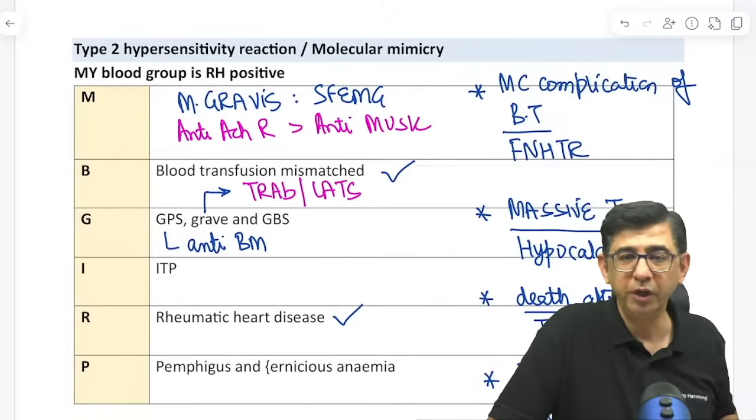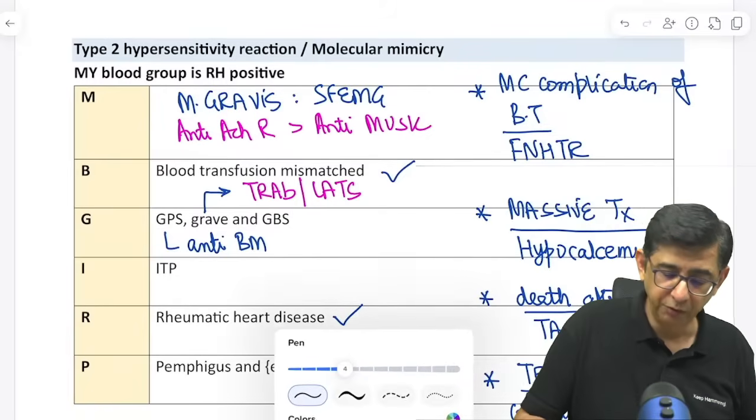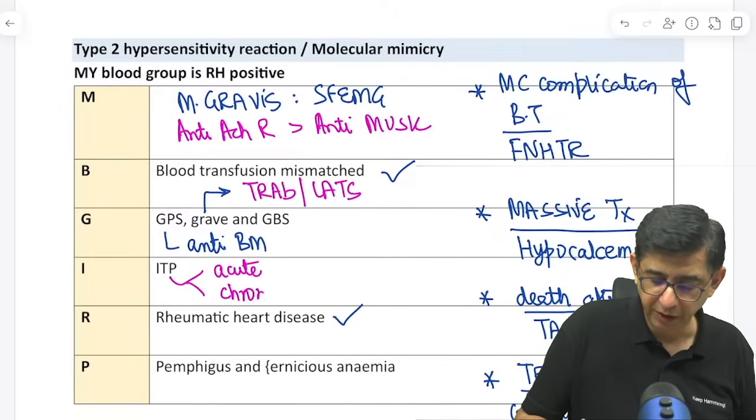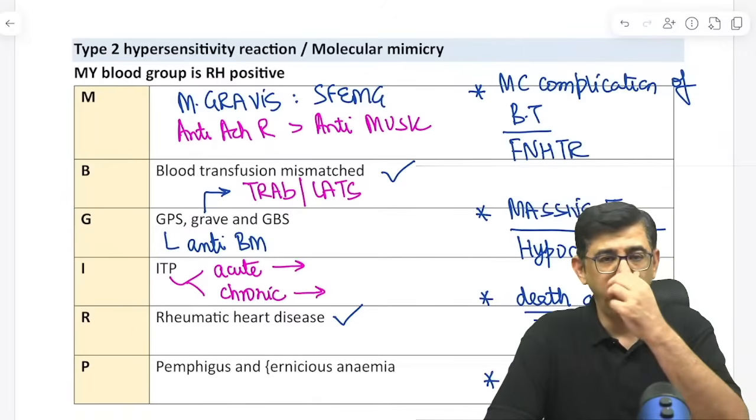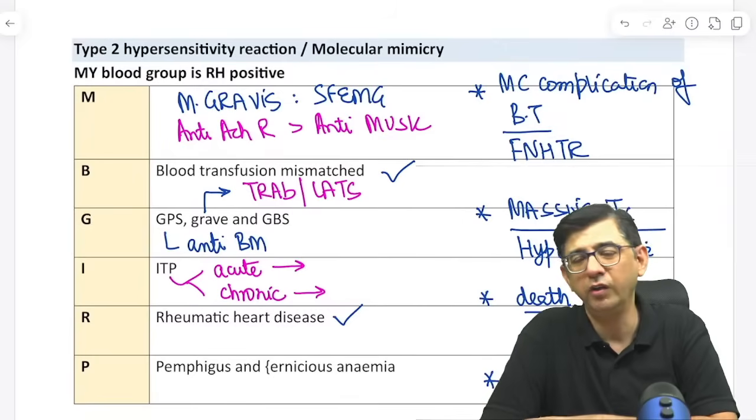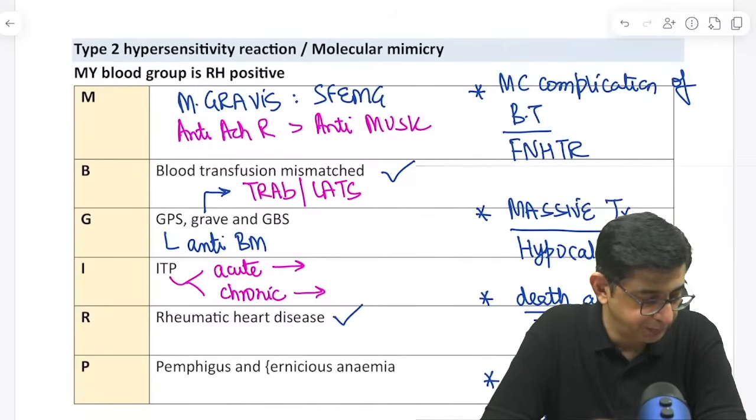Then would be ITP, idiopathic thrombocytopenic purpura, where again you would be having both. It's an example of type 2 hypersensitivity reaction. मुझे acute ITP का treatment बोल देना. How would you manage acute ITP? Options दे देता हूँ: platelet transfusion, steroids, IVIG. Can you select one, please?